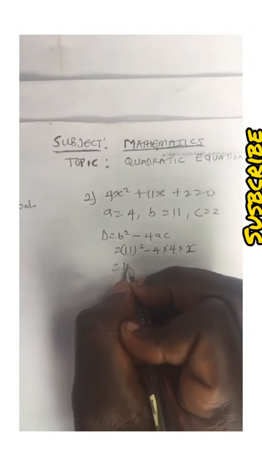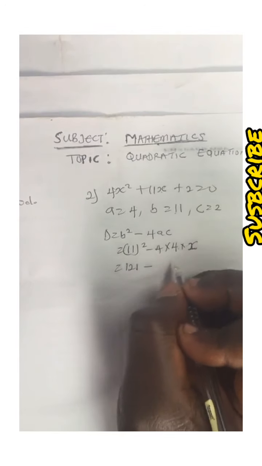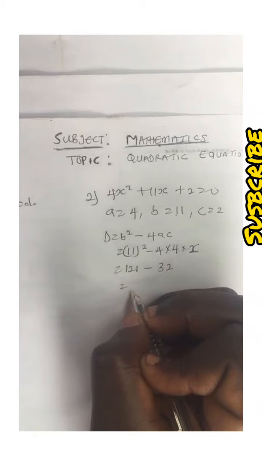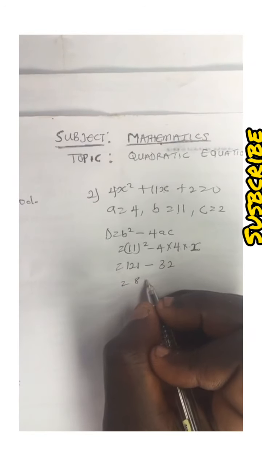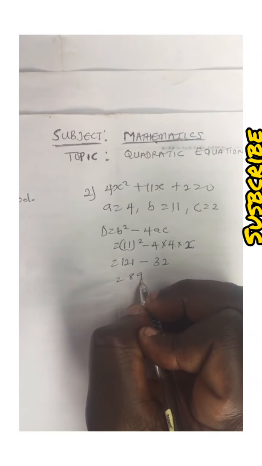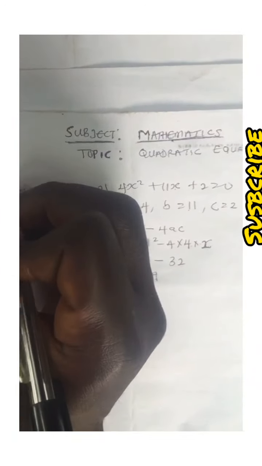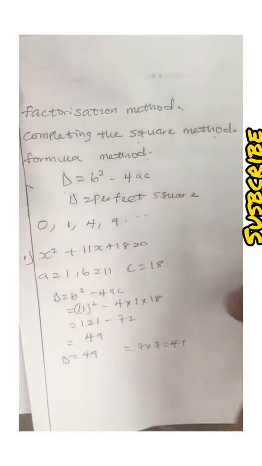Now, 11 squared is 121, minus 4 times 4, which is 16. 16 times 2 is 32. Now, 121 minus 32 gives 89. Now, 89 is not a perfect square. Therefore, we can't use the factorization method to solve it. We can only use either the completing the square method or the formula method.